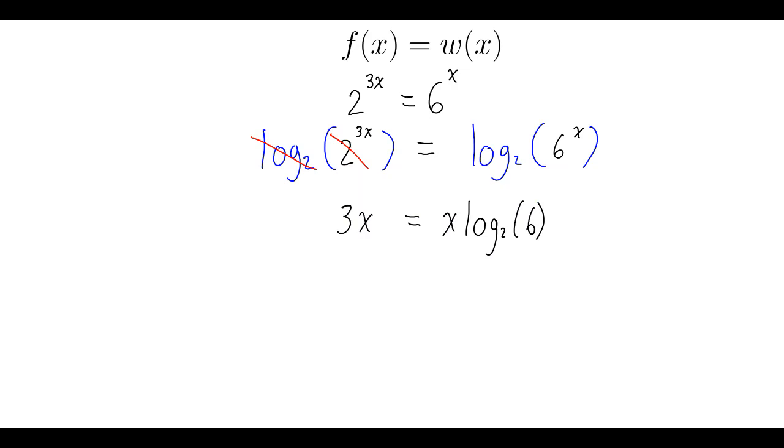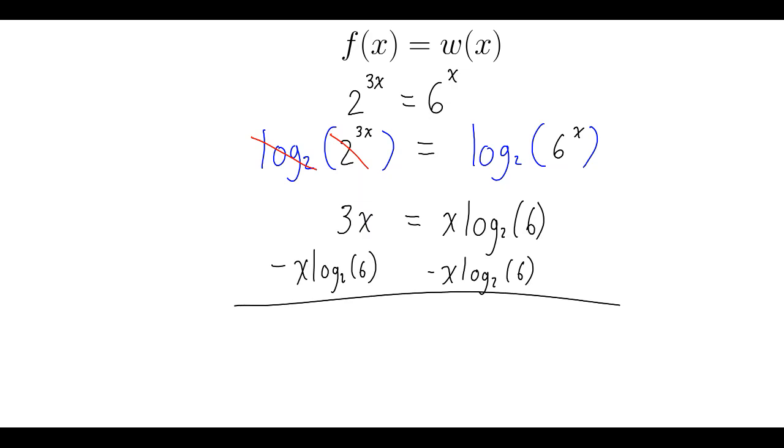Okay, so now let's get the x's all on one side. Notice we have 3x on the left and we have x times some number on the right side. The number is a weird one because it's a logarithm, but it is a number, some kind of decimal. Okay, so I'm going to subtract x log base 2 of 6 from both sides.